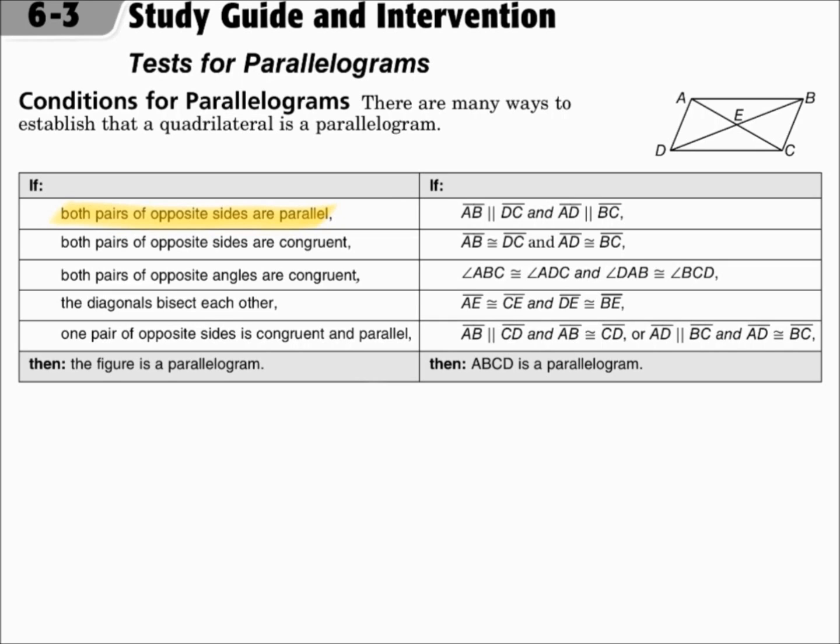Both pairs of opposite sides parallel, or if both pairs of opposite sides are congruent, if both pairs of opposite angles are congruent, if the diagonals bisect each other, or if one pair of opposite sides is congruent and parallel, then it's a parallelogram. You only need one of those situations to occur, and the shape is a parallelogram.